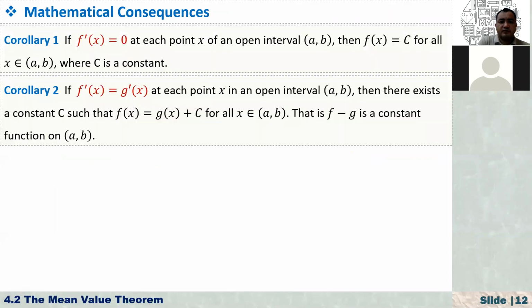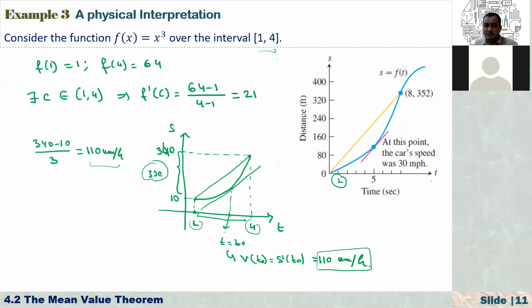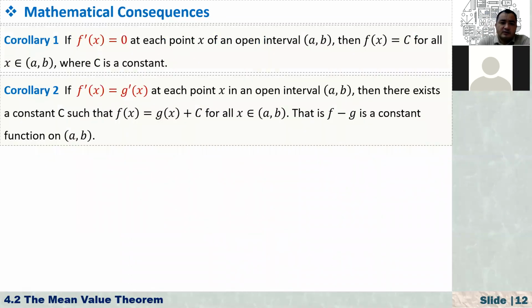We have two things, and we are running out of time. We have 7 minutes. Another thing is the mathematical consequences. If f prime of x is equal to 0 at each point x of an open interval (a, b), then f of x is equal to c for all values in (a, b), where c is a constant.